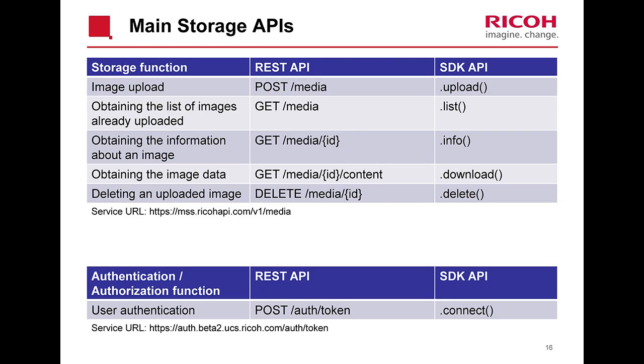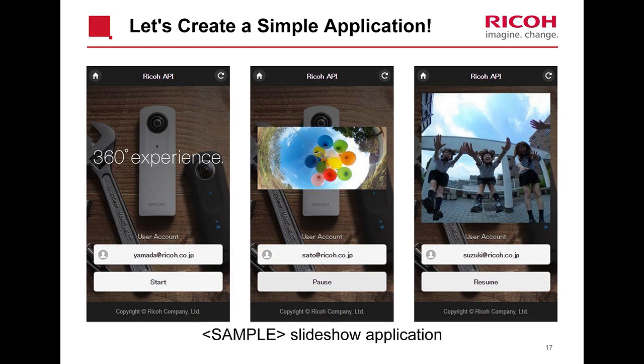This slide lists the set of JavaScript APIs, which I'll explain now. By using methods such as upload, list, info, download, and delete, the authentication authorization information described earlier can be exchanged internally without user involvement. This makes creating applications much easier than using REST API directly. Now, I'll explain the real application I created. I'll operate it later in this seminar.